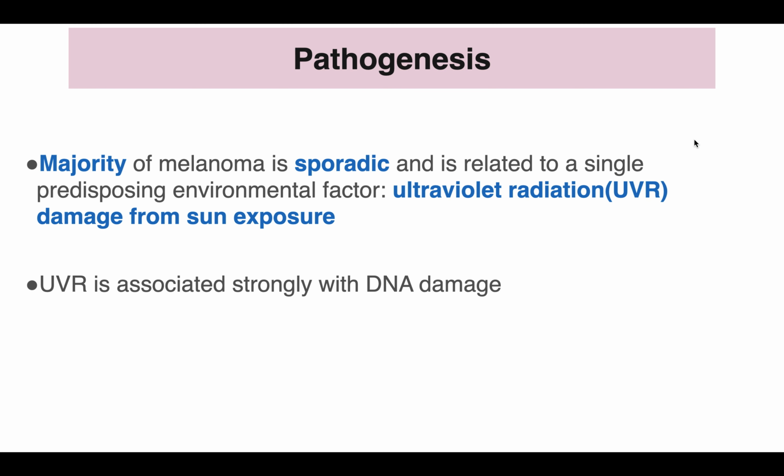Now going to the pathogenesis, a very important part, how the malignant melanoma develops. The majority of malignant melanomas are not genetically inherited. They are sporadic and they are related to one single most thing, that is UV radiation damage from the sun exposure. UV radiation is strongly associated with DNA damage. So it can lead to melanoma.